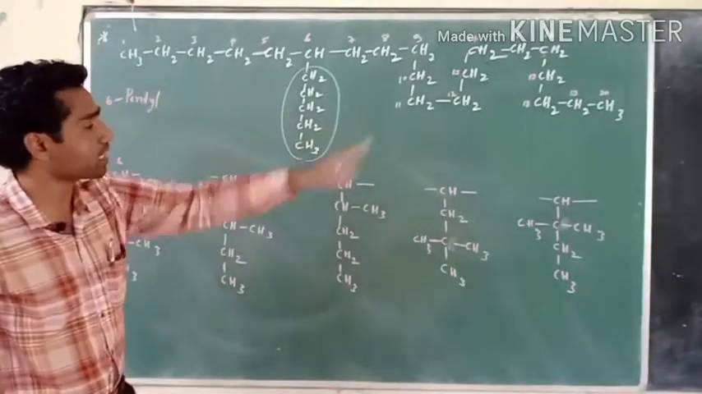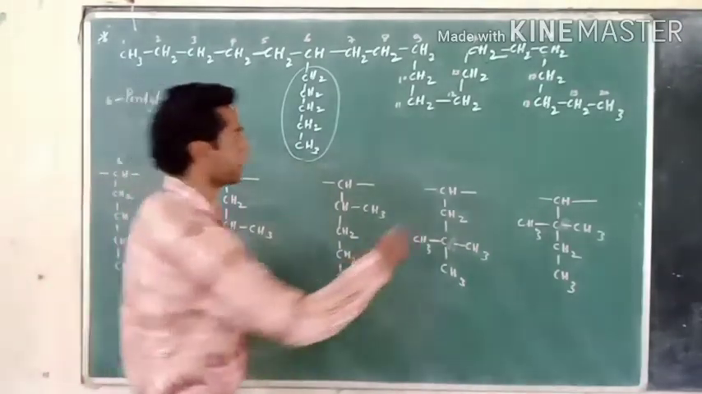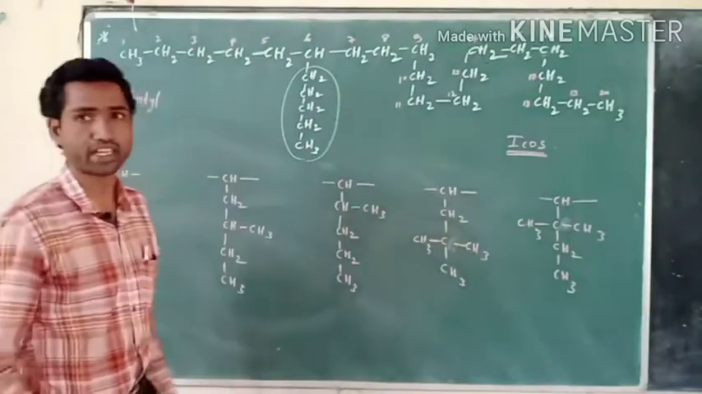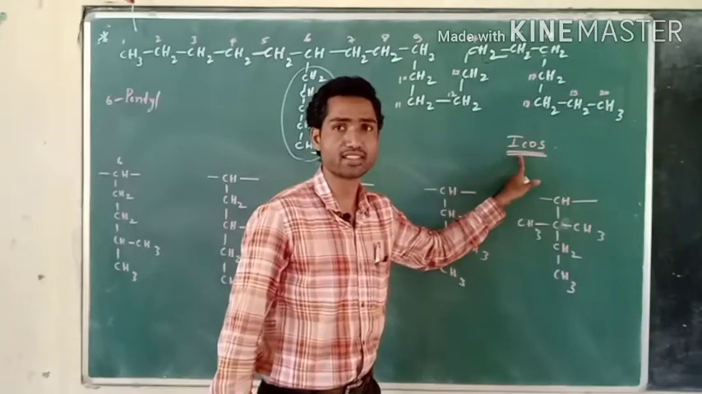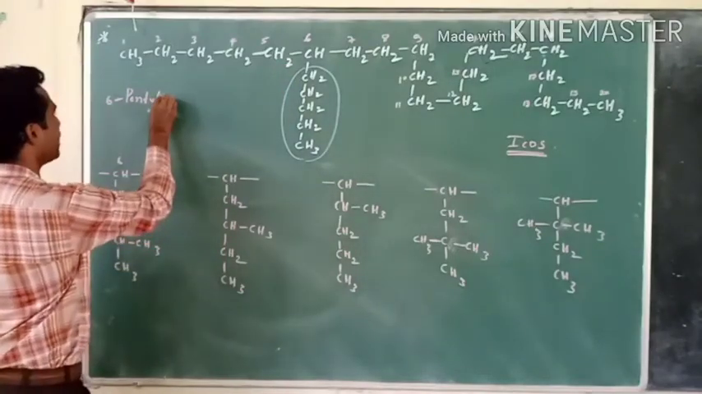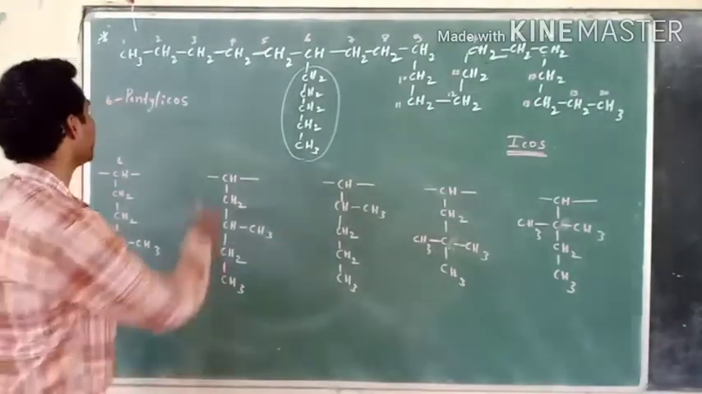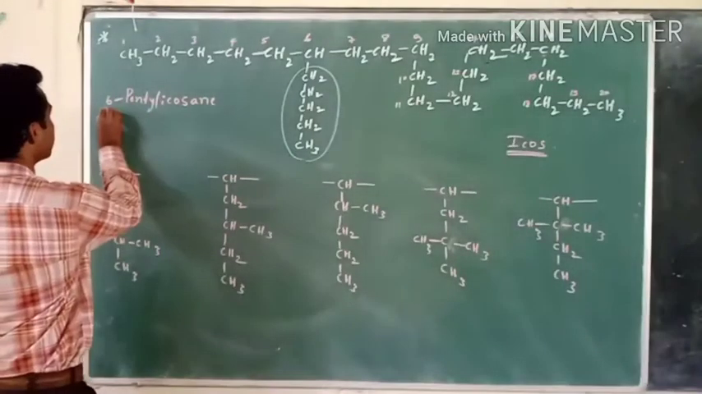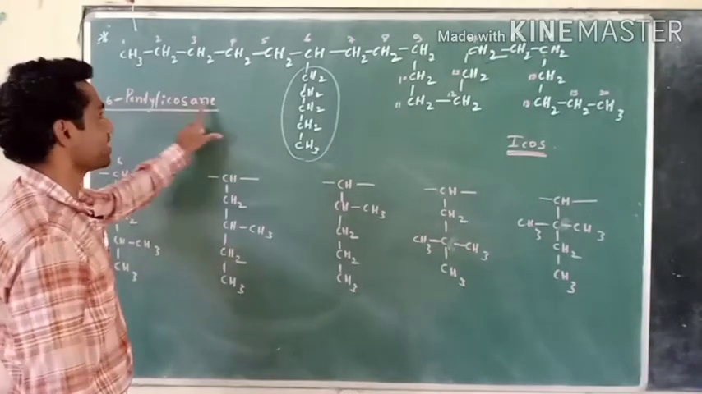So root word is how many number of carbons? 20. So if there are 20 carbons in the longest carbon chain, then I have to use icos as a root word. Remember this, up to 10 we have discussed, but if there are 20 carbons in the longest carbon chain, then we have to use icos as a root word. So therefore 6-pentyl is the prefix, icos is the root word, 20 carbons in the longest carbon chain, and carbon to carbon single bonds, therefore ane. Therefore the name of this molecule is 6-pentylicosane. 6-pentylicosane is the name of this molecule.